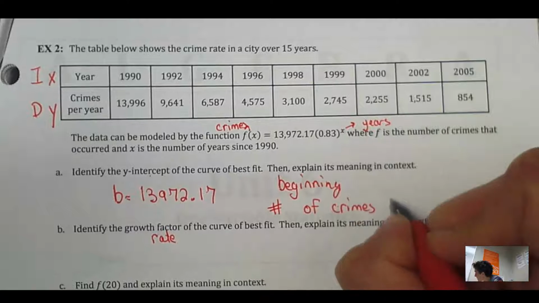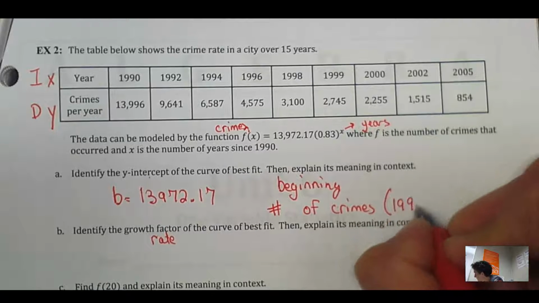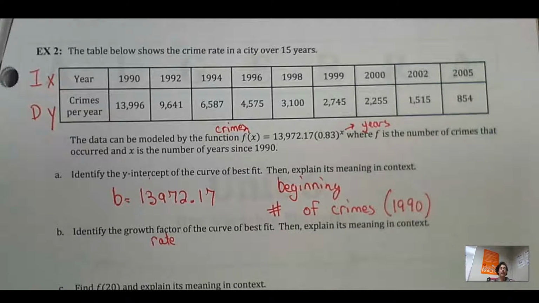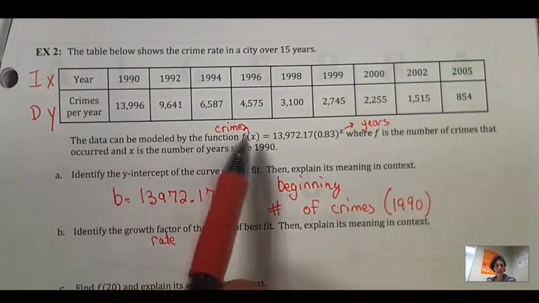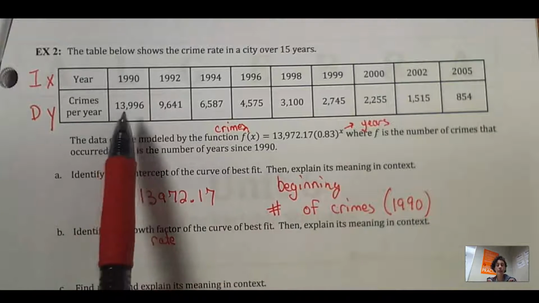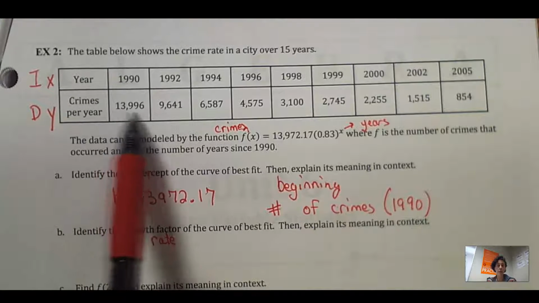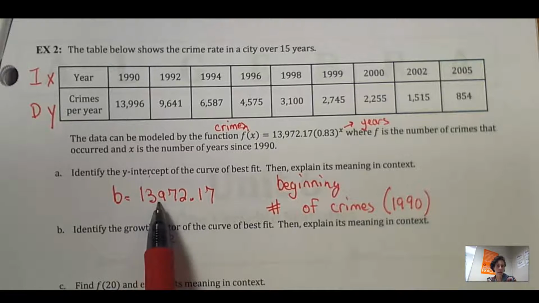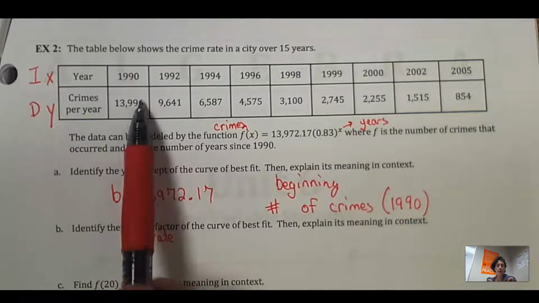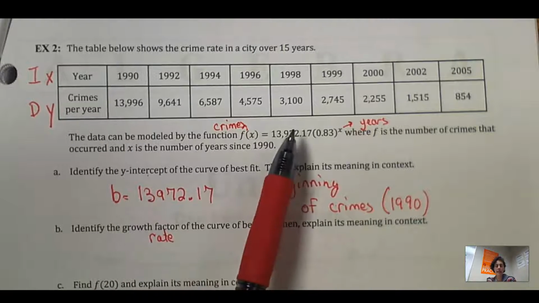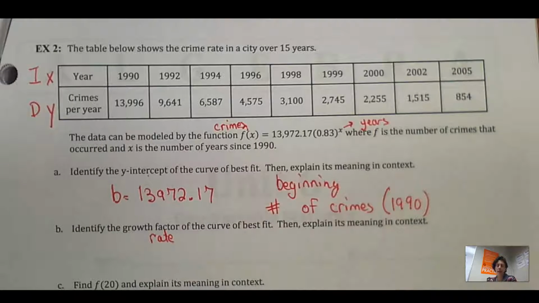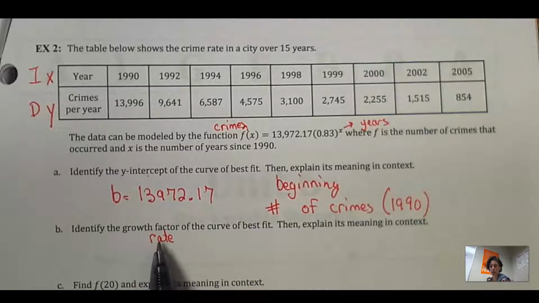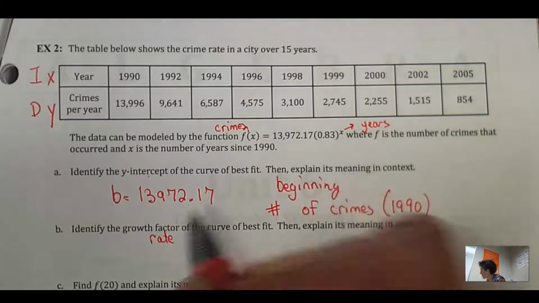So in this case, in particular, 1990 was the beginning, because that's when all my data started. According to my table, it's close to 14,000. According to the equation, it's still close to about 14,000. But it's a little bit different because this is trying to fit all these points, and it's just not going to fit it perfectly. So now I go for the growth factor, which in reality, I really want the rate. So that's the other number.